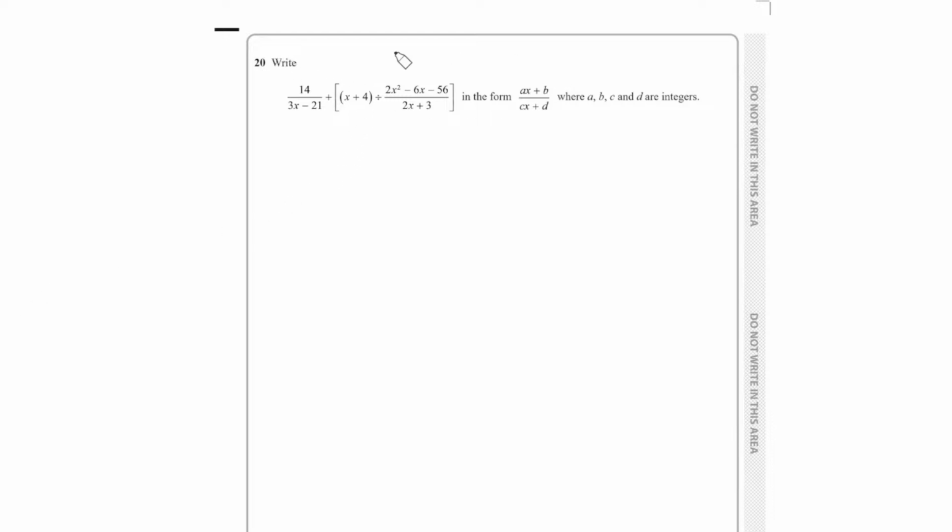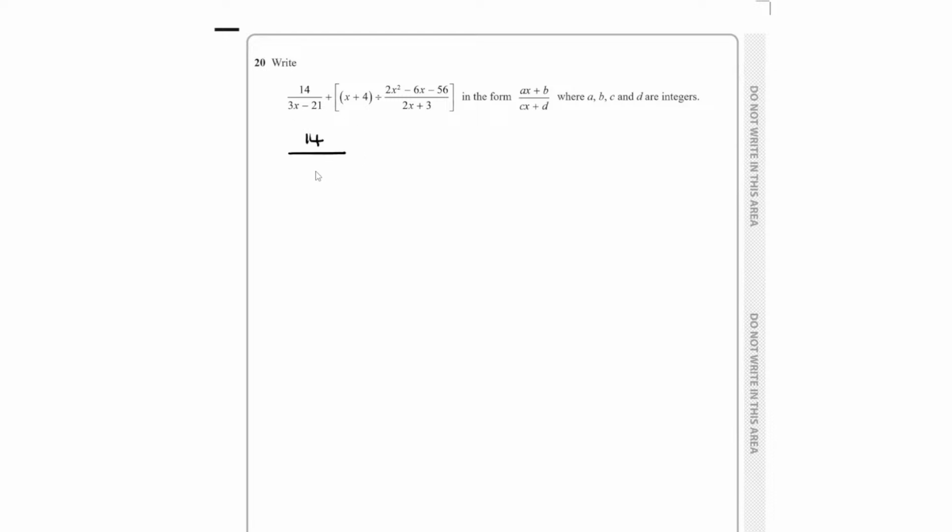So we need to write all of this in the form ax plus b over cx plus d, where a, b, c and d are integers. It's basically just simplifying these and obviously doing the plus, doing the divide, all of that. So it's fine, it's just a lot of pieces to work with. Now, when we simplify algebraic fractions, we have to factorize. So I try and factorize as much as I can at the start.